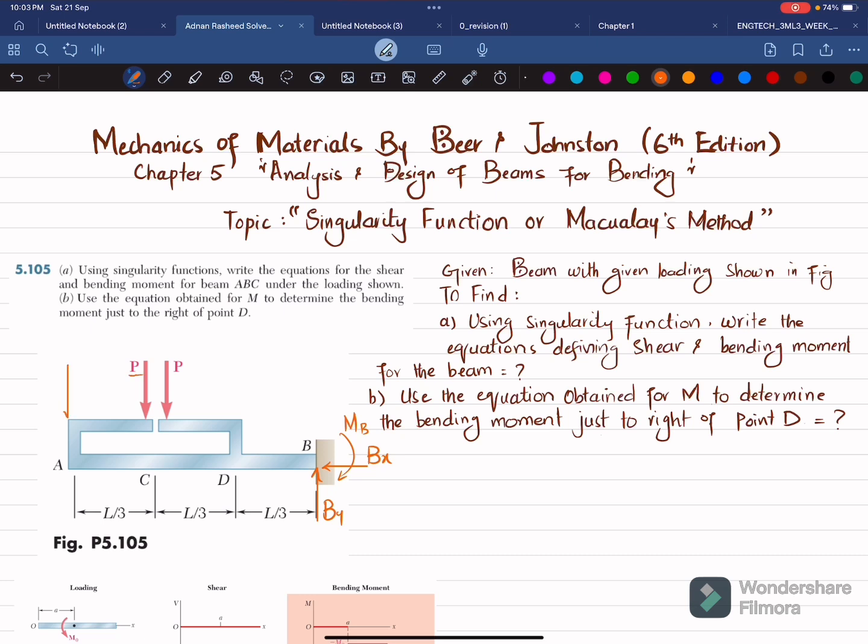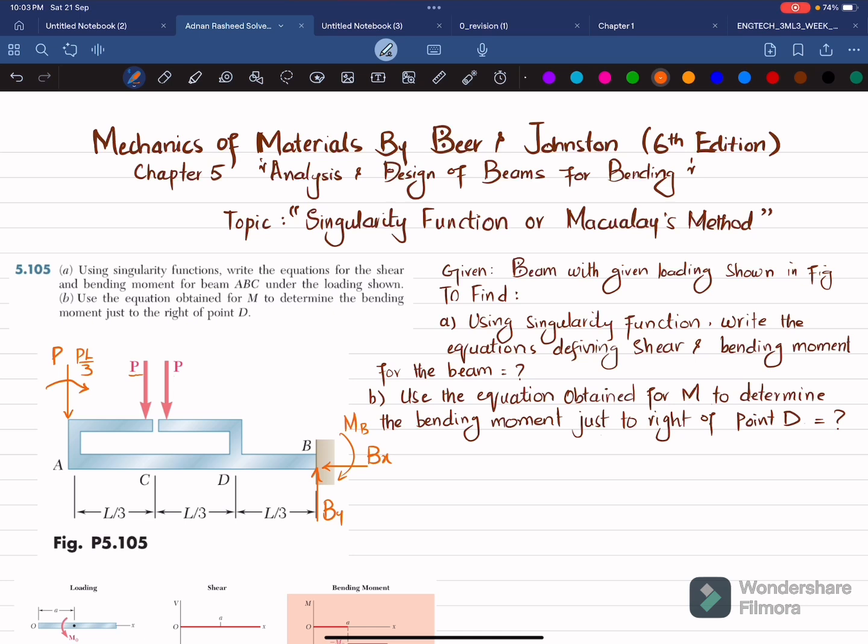So definitely you can move that by using a force couple system, and you can see there is a perpendicular distance from point A to this, which is equal to P into L by 3, and it is producing a clockwise moment. So I can write it, this moment will be equal to PL by 3.